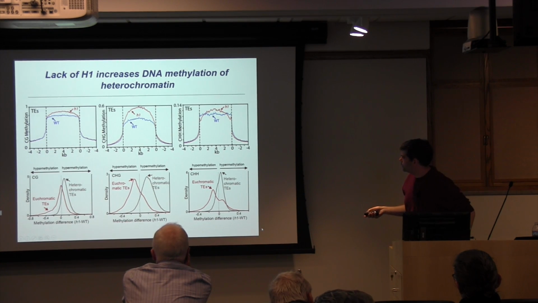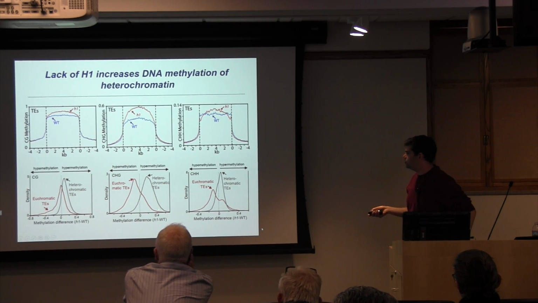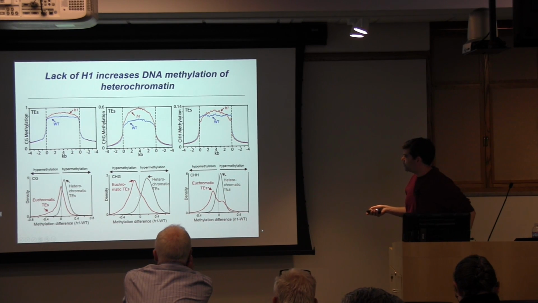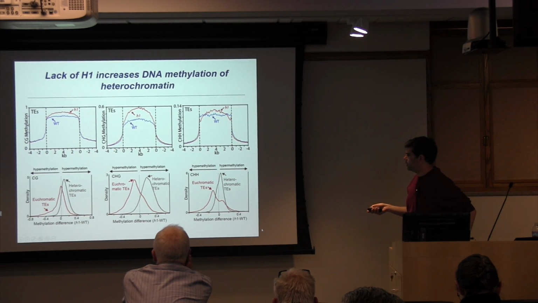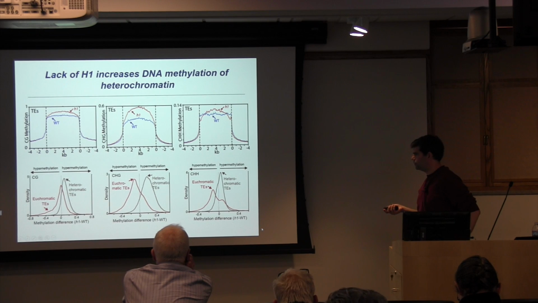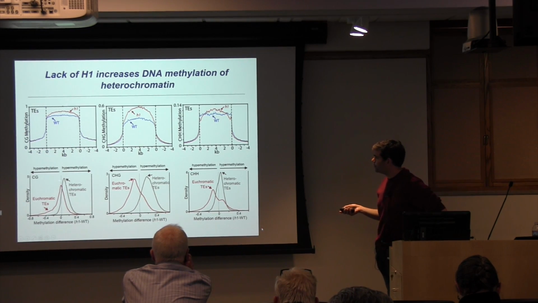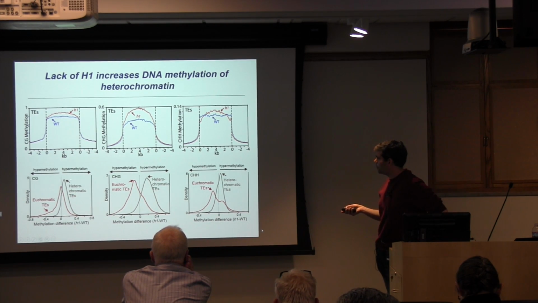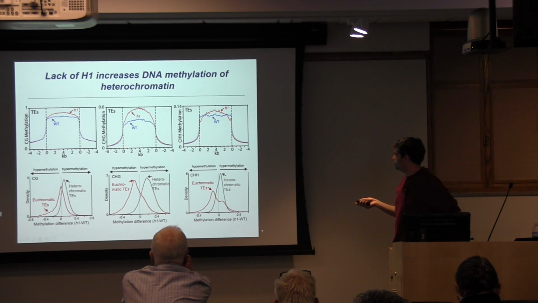So these curves here represent the distribution of the methylation differences. If the curve is shifted to the right of this dotted line, it means it's more methylated in H1. If the curve is shifted to the left, it means that these sequences are less methylated in H1 mutants. And so for all three sequence contexts, heterochromatic transposons are hypermethylated in H1 mutants. And they're hypermethylated pretty evenly. So these brownish curves have a kind of nice Gaussian shape.